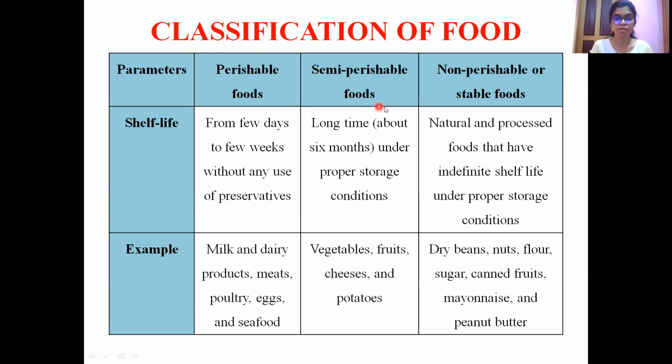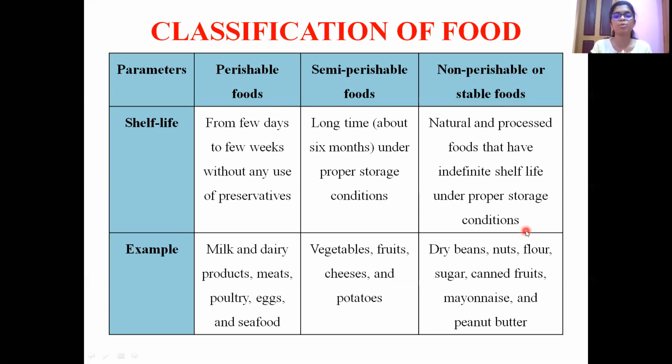Semi-perishable foods generally have a long shelf life, about 6 months, under proper storage conditions. Examples for semi-perishable foods are vegetables, fruits, cheese, and potatoes. Moving on to the next, the non-perishable or stable foods. They generally have an indefinite shelf life that may be around 9 months or even more than that, more than a year, under proper storage conditions.